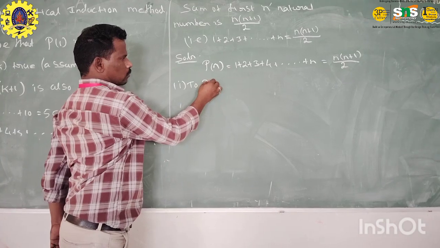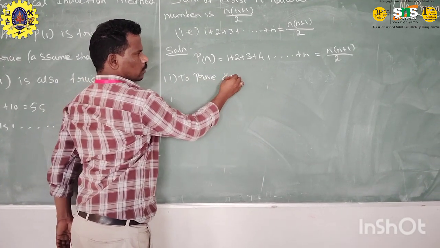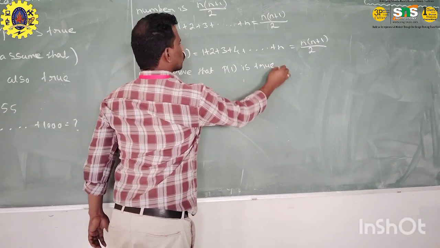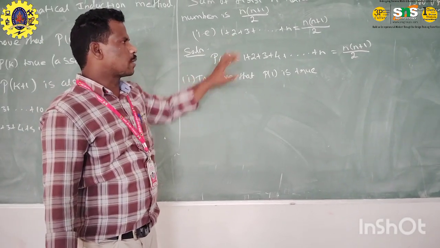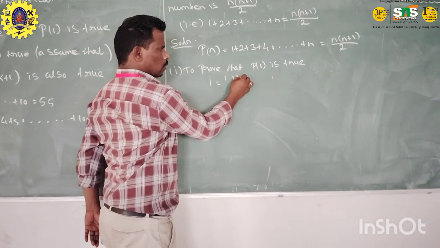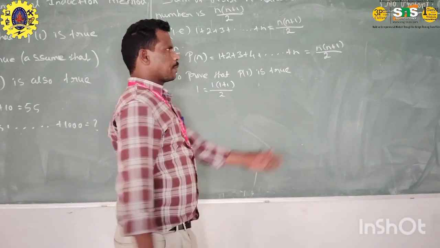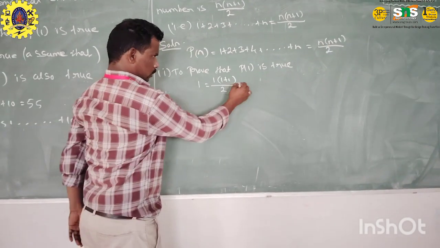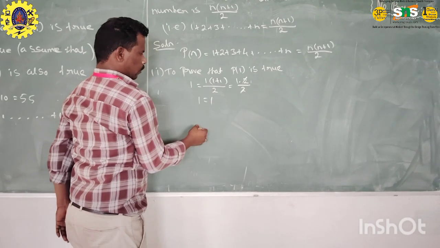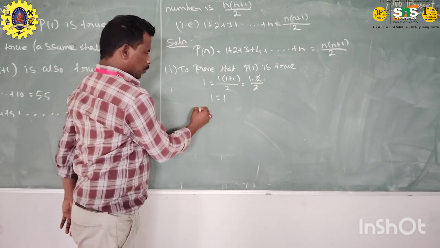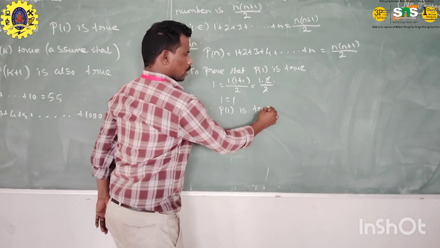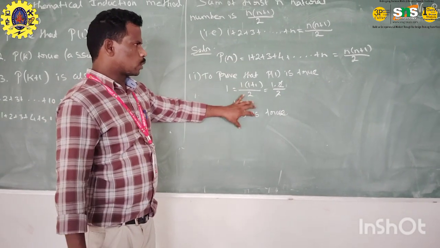To prove that P of 1 is true: P of 1 is nothing but the first term of the statement. The first term is 1. That is, 1 equals 1 into 1 plus 1 by 2, replacing n with 1. This is equal to 1 into 2 by 2. Cancel the term, it is 1 equal to 1. So left hand side equals right hand side. Therefore P of 1 is true. So you have proved the basis step.